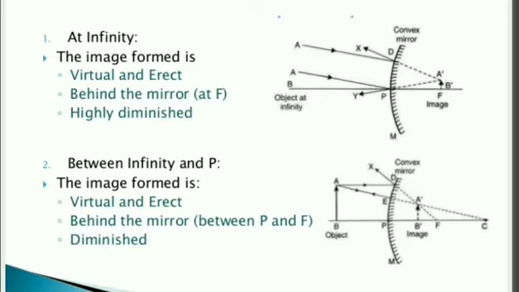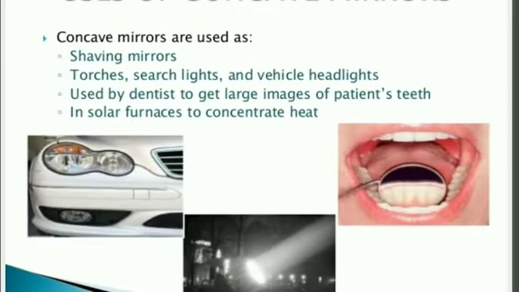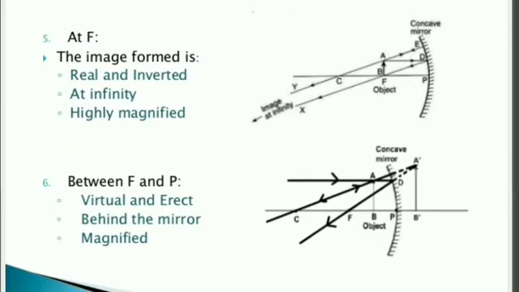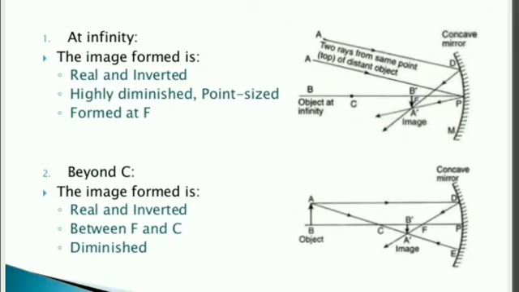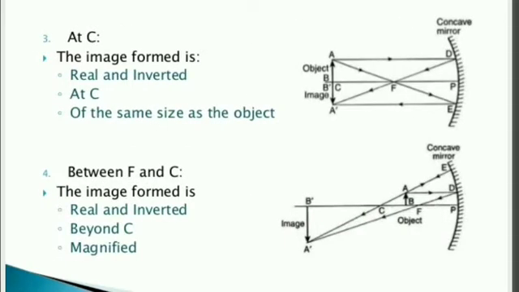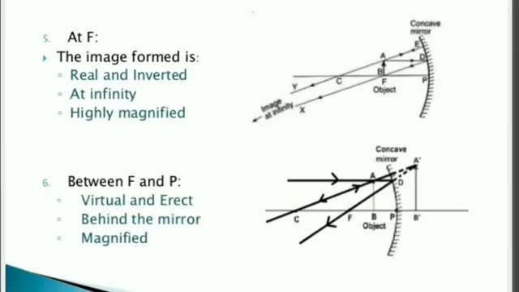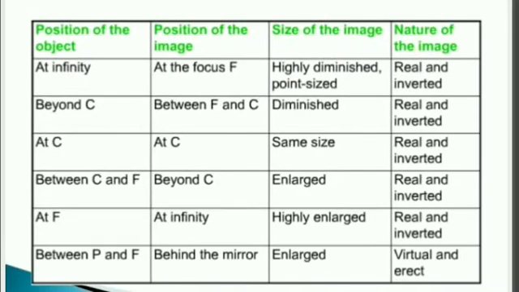Students, up to now we have completed the image formation by concave mirror, and we have discussed different ray diagrams when we keep the object at infinity, beyond C, at C, between F and C, at F, and between F and P. And this is the table which indicates the different types of images formed by a concave mirror.